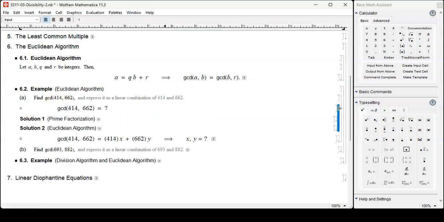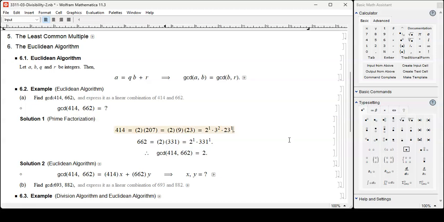Well, one way to do that is to use the prime factorization. 414 is an even number, so divide by 2, and then we have 207, that's an odd number, so no more 2. And then the digits add up to 9, 2 plus 7 is 9, so divisible by 9, so divide by 9, what's left is 23, a prime number. 662 is an even number, divide by 2, we get 331, and it turns out that's a prime number, and it's not easy to check, but here we go, we have the prime factorization, and the common factor. That's how you get the GCD. That's one way to do it.